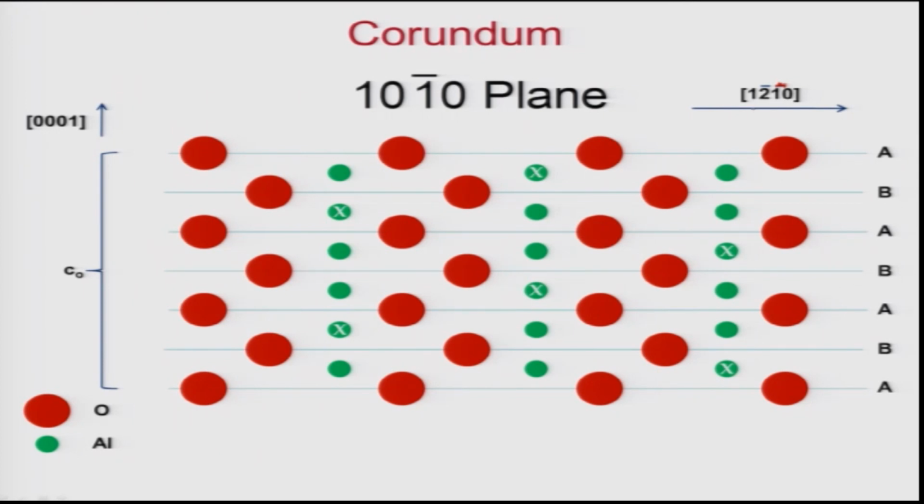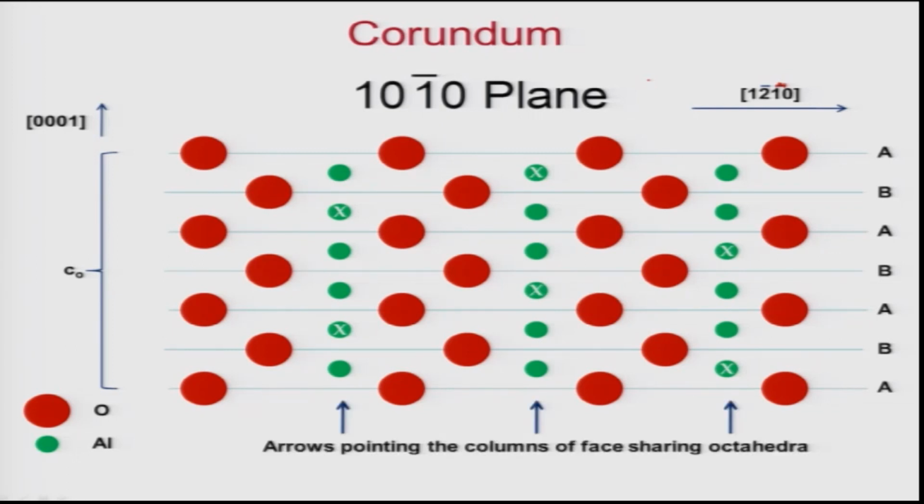So, 1 bar 2 1 0 will mean that u plus v plus t is equal to 0, and the dot product of the 2 is equal to 0. So, if you take the dot product of the 2, that is equal to 0. So, this is the corundum structure, and these are the arrows. So, this column is basically as if you have columns of face sharing. So, the octahedra share the faces in this case. So, these arrows point out the columns of face sharing octahedra. So, if you look at the structure in a polyhedral view, you will see that these are octahedral voids, obviously they are octahedra, and these octahedra share each other at the faces.